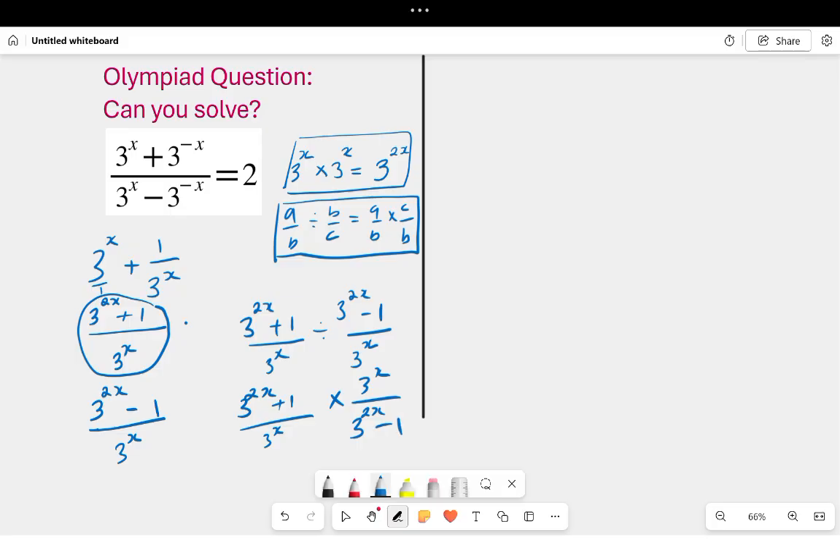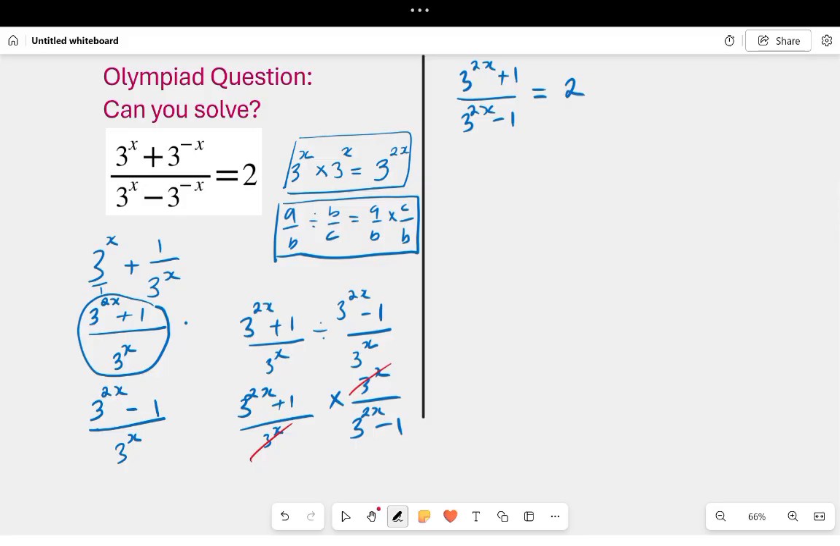Now, clearly, what we are able to notice is the 3 to power x here and the 3 to power x will cancel out. And our simplified version now is going to be 3 to power 2x plus 1 divided by 3 to power 2x minus 1, which is equal to 2.